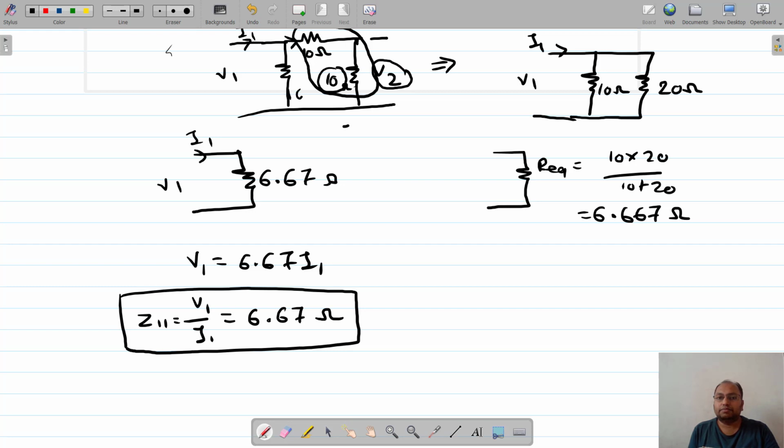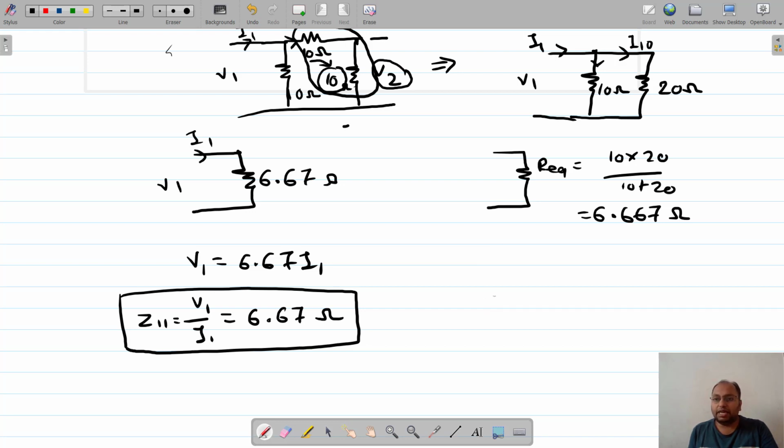So let us apply the current division rule. I1 is the current which is coming up to this point, and then it is going to get split here. Let us say this is I20 or I10. Because they are in series, the current flowing through this 10 ohm and this 10 ohm will be the same. Isn't it?